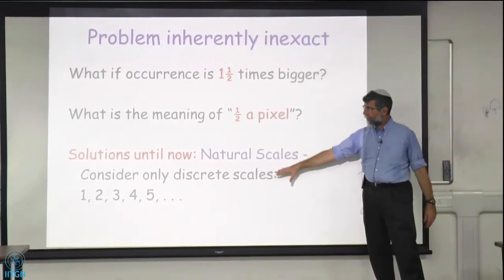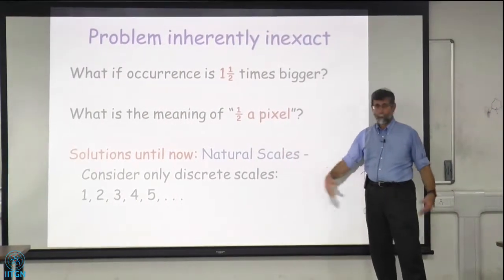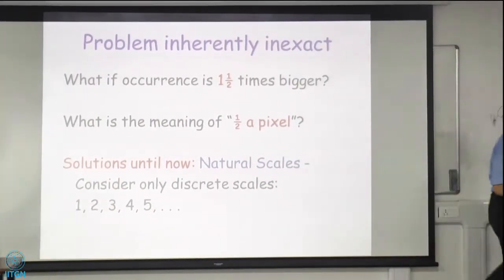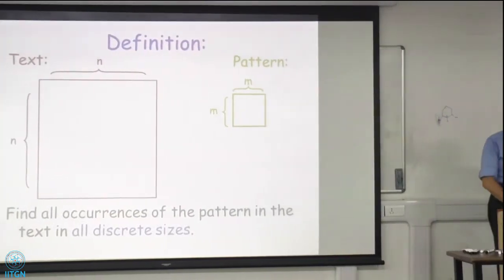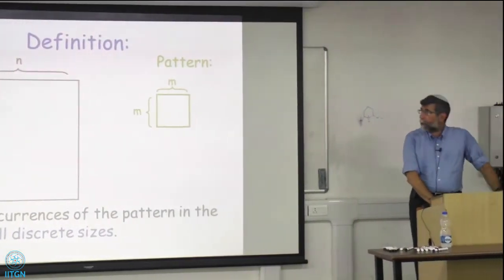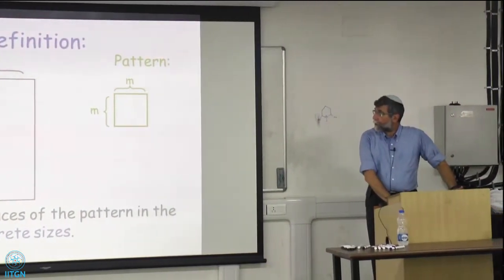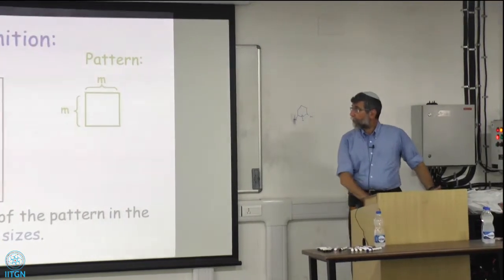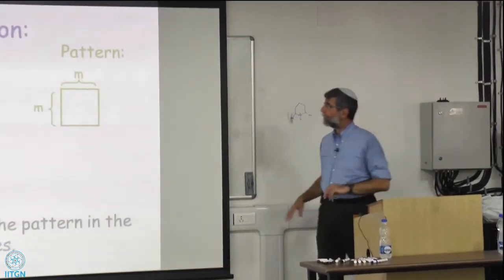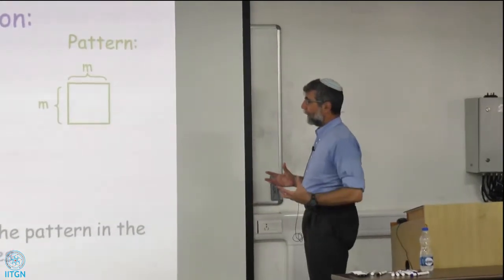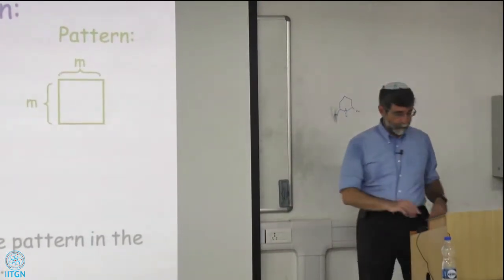So the scales that you were looking at are 1, 2, 3, 4, 5, only natural numbers. If we look at the problem in a natural scale, that's easy to define. You have an n by n text and an m by m pattern, and you want to find the pattern in the text in all discrete sizes.